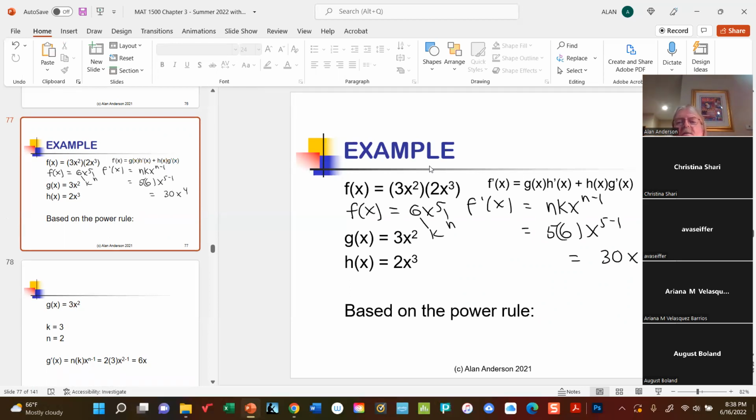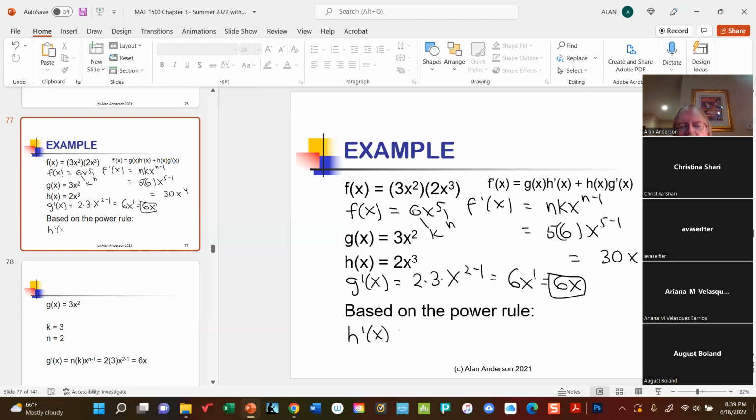But let's just say that you decide that you need the practice. So you've got your g of x, your h of x. What you should probably do first is calculate g prime of x. And again, this is just our old friend, the power rule. You're going to have 2 times 3 times x to the 2 minus 1 power. So your g prime of x is 6x. H prime of x will be 3 times 2 times x to the 3 minus 1, or 6x squared.